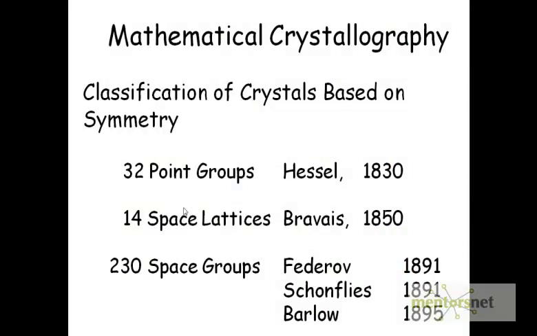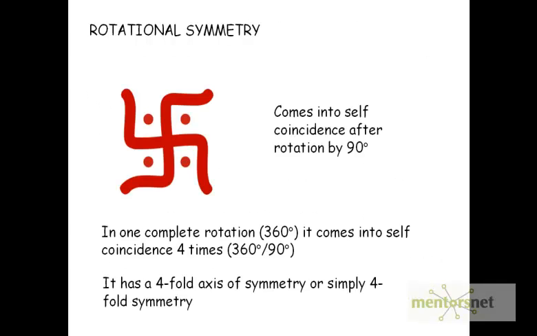Even before these experimental developments, mathematicians and mathematical crystallographers were studying the symmetry of periodically arranged points in three-dimensional space. They came up with numbers like 32 point groups, 14 space lattices, and 230 space groups. We will not be concerned with these numbers here, but look at one important kind of symmetry which crystals have. This is the rotational symmetry.